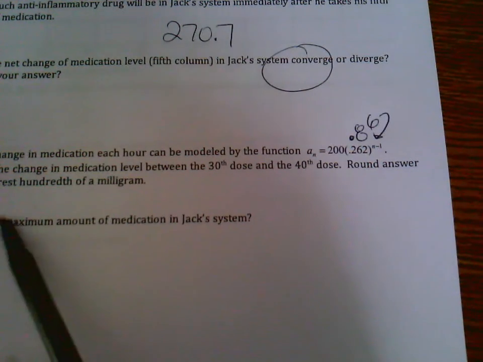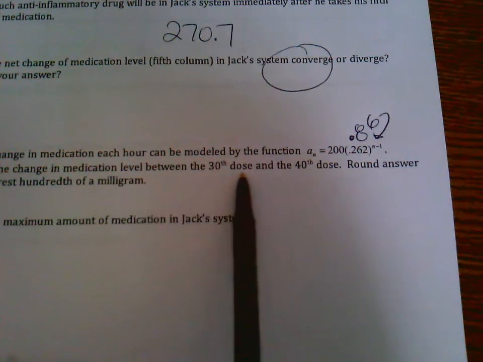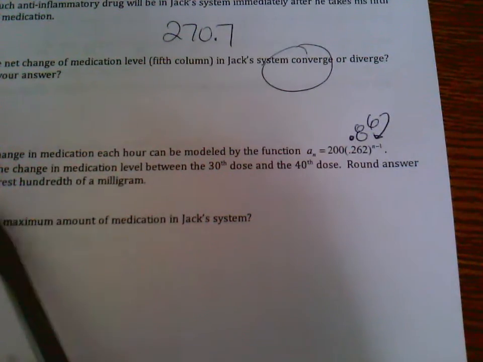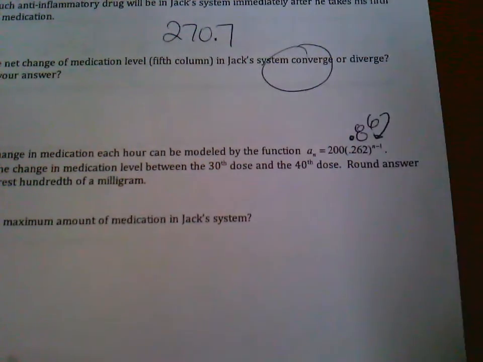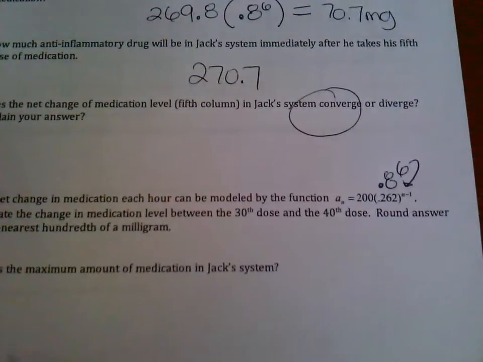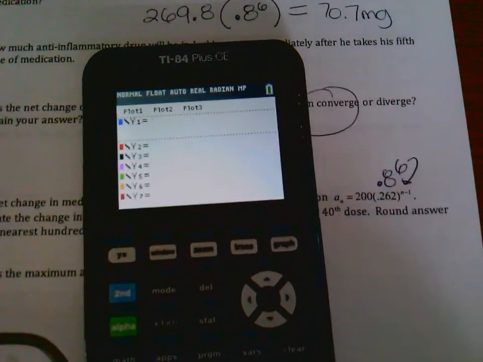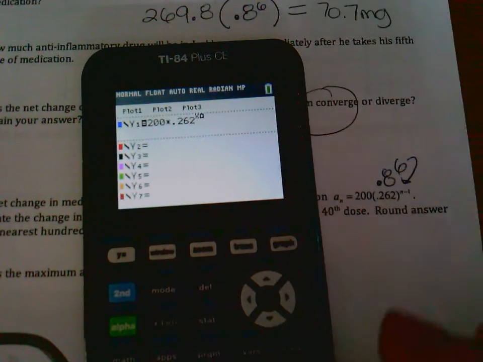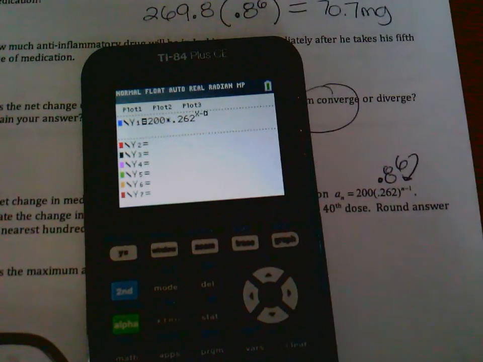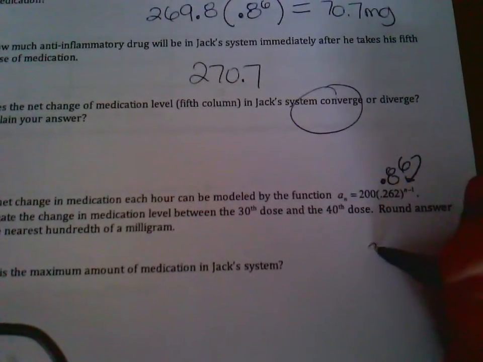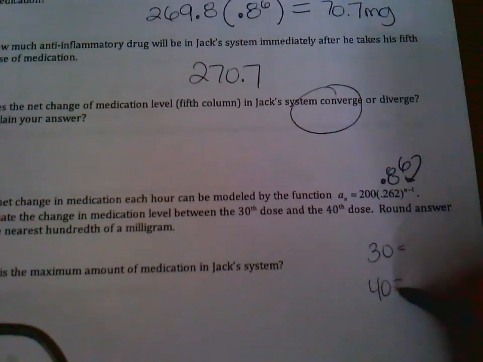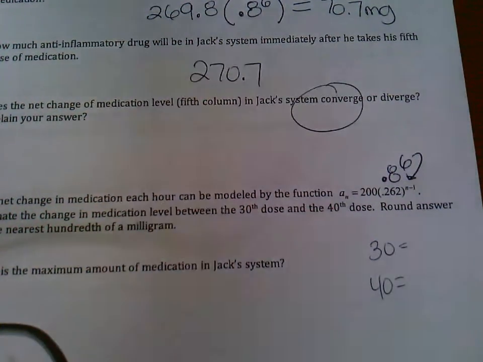So it says estimate the change in medication between the 30th and 40th dose. Round your answer to the nearest hundredth of a milligram. When you do these out, it's going to be next to nothing. So let's just do it in our y equals menu. 200 times 0.262 raised to the n minus 1, or x minus 1. Go into your table and just grab 30 and 40 and see what you get. You're just plugging the function in and seeing what you get for 30 and what you get for 40.